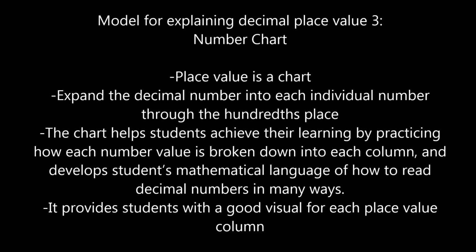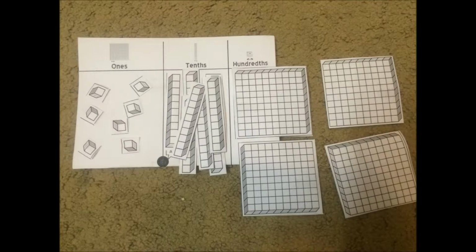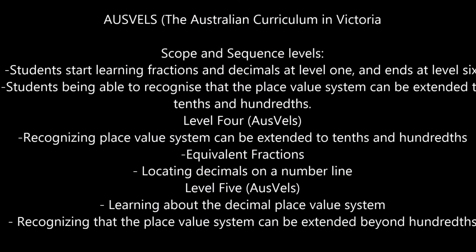The third model for decimal place value is a chart used for students to expand the decimal number into each individual number through the hundredths place. It provides students with a good visual for each place value column. By choosing this model, the chart helps students achieve their learning by practicing how each number value is broken down into each column, and develops students' mathematical language of how to read decimal numbers in many ways.